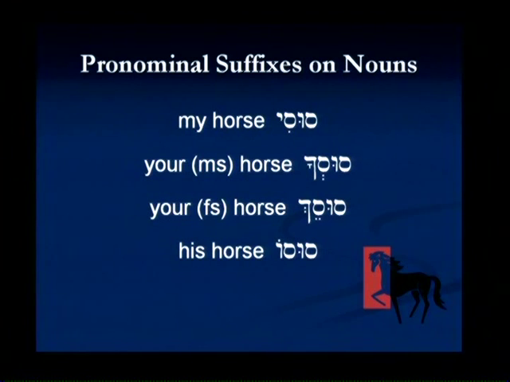And then su-so is his horse. So i is I, ka is you masculine singular, ake is you feminine singular, and o is he, masculine singular. And you have to pronounce the mapik by putting some breath in that last hey. So it's susah. Not as heavy as if it were a chet. You have to put that heavy breathing sound in there, and that makes it her horse. So if you see a mapik in the hey at the end of a word, that's a good clue that you probably have a third feminine singular pronominal suffix. It would be her.